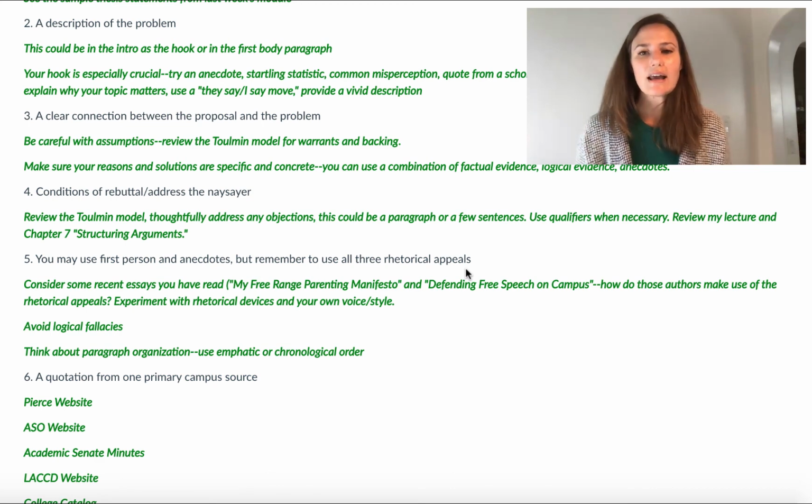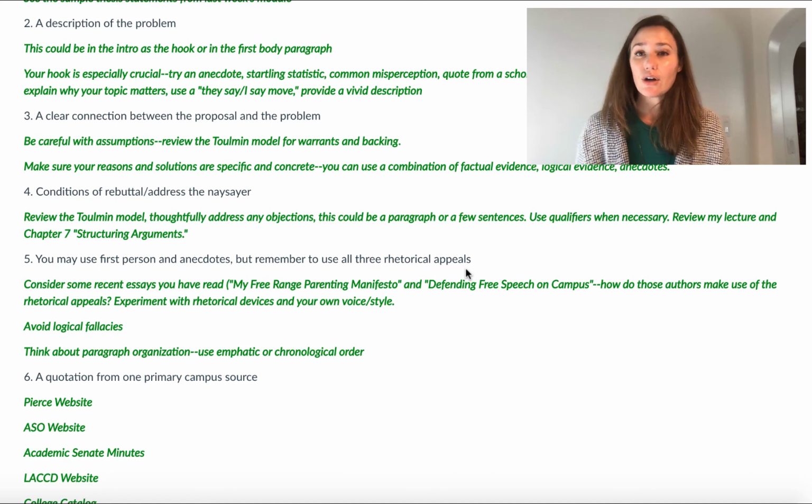So as you're writing, think about the proposal essays that we have read. We've read My Free Range Parenting Manifesto, Defending Free Speech on Campus. We also read The Case for Reparations, which you could argue is a type of proposal essay. How do these authors use different rhetorical appeals? So experiment with some of these devices in your own voice and style. Try using some figurative language. Try using all of those elements of style that we talked about earlier in the semester.